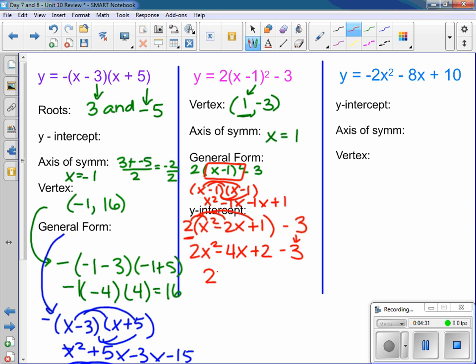So my final general form is y equals 2x squared minus 4x. I can combine these two and get a negative 1. And the reason I would convert to general form is I now know my y-intercept is negative 1.